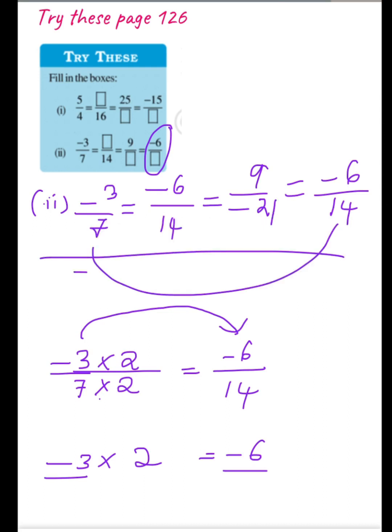So this is the final answer, that is minus 3 by 7 equal to minus 6 by 14 equal to 9 by minus 21 equal to minus 6 by 14. Understand? In this way you can find the equivalent rational numbers.